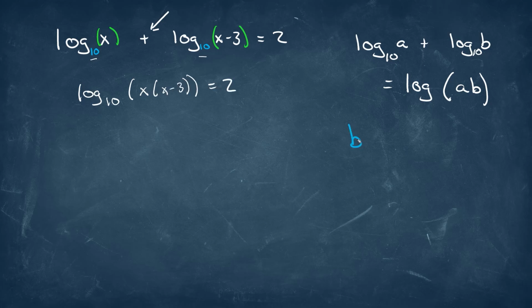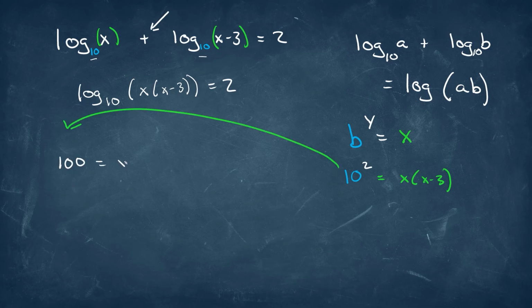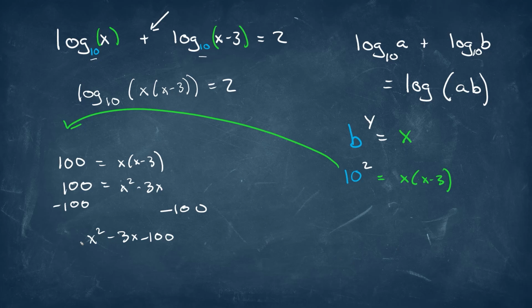And we know from our special equation that b raised to the y is equal to x. We can simplify and remove this log base 10 by knowing that we have 10 raised to the 2 is equal to x times x minus 3. And if that's the case, we can put this over here to get 100 is equal to x times x minus 3, which would simplify to x squared minus 3x. And then what we can do is subtract this 100, move it to the other side. So we get x squared minus 3x minus 100, and that's equal to 0.